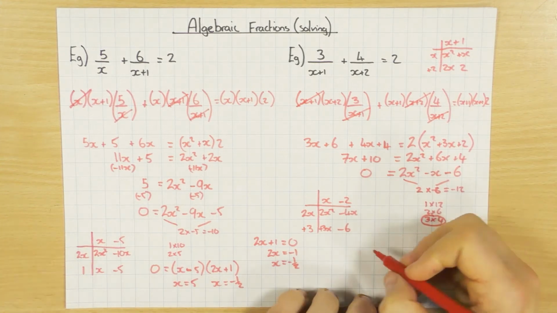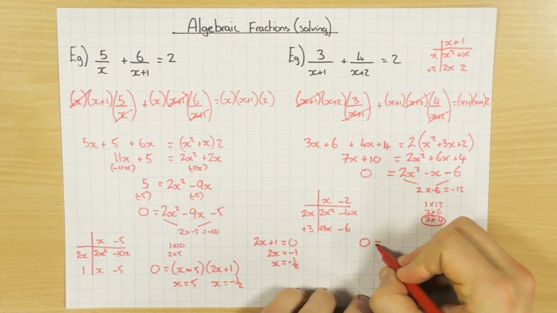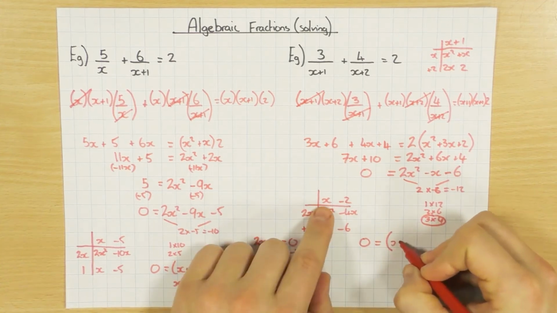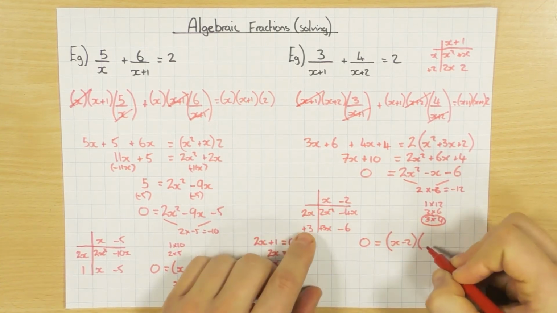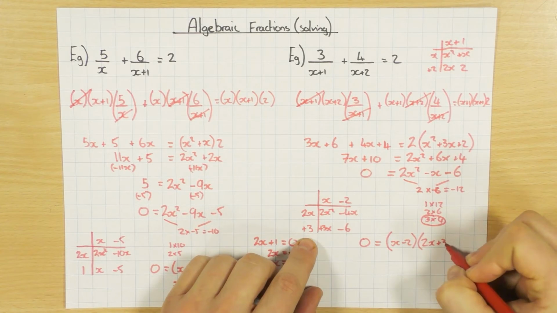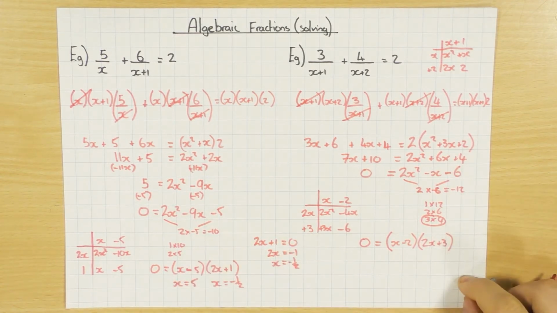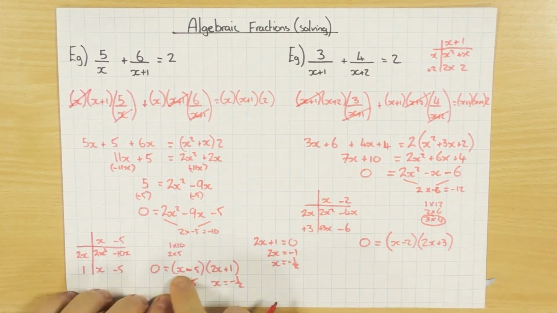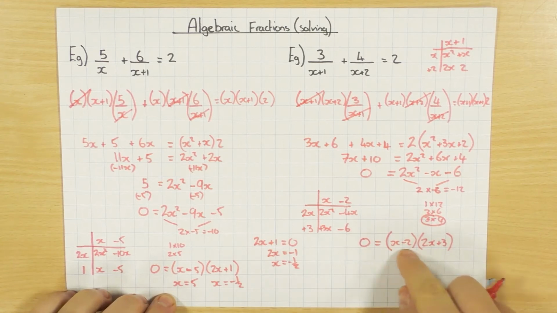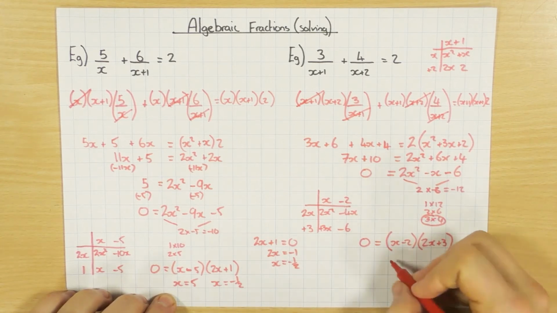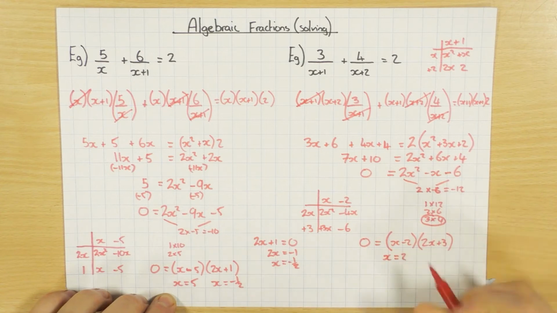Yes, it works. So when I factorise it, I have 0 equals x minus 2 in one bracket and 2x plus 3 in the other bracket. And exactly the same process as we did over here. What does x need to be to make that bracket 0? Well, x equals 2, because 2 take away 2 is 0.